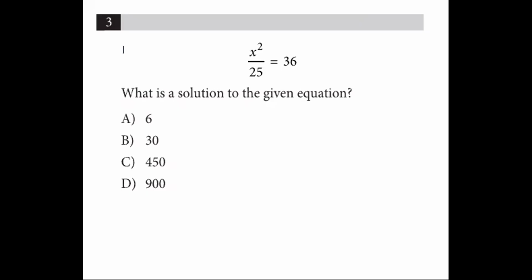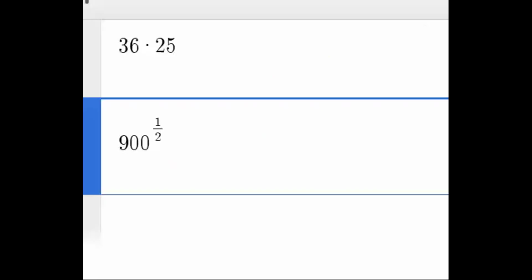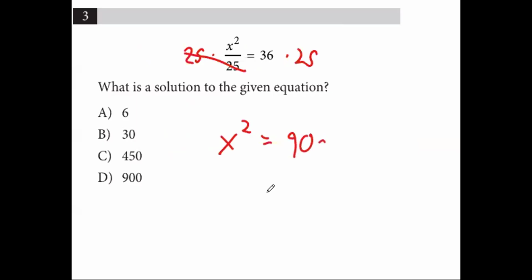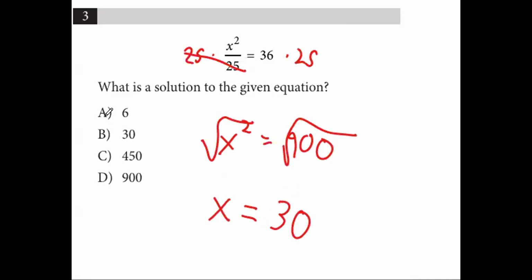Okay, so for question 3, we have to find x. In order to do that, we just multiply both sides by the denominator, so times 25 times 25. These two cross out, so we get x squared equals 36 times 25. We can plug that into our calculator. 36 times 25 is 900, which we just take the square root of both sides then. So we get x is equal to the square root of 900, which is 30. Answer is B.